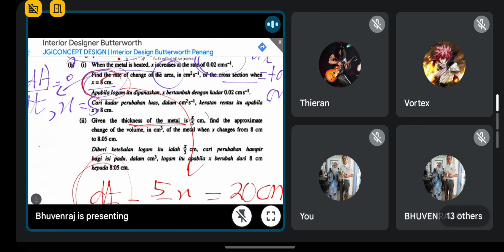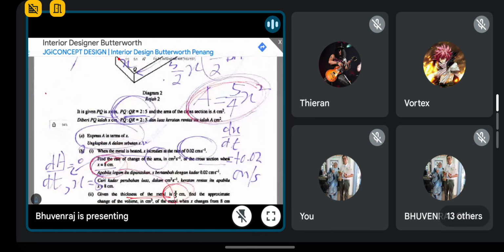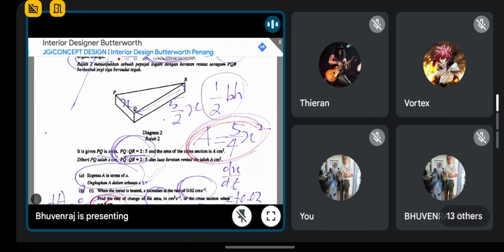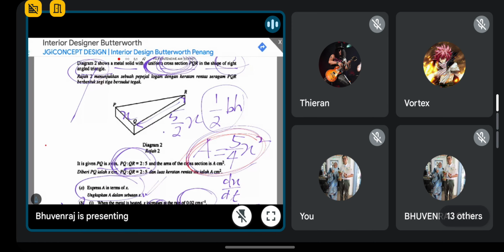Given the thickness of the metal is x over 5 cm. Okay, what is thickness? Ketebalan. Okay, so volume. How do we count volume, guys, for this type of shape? Apa formula boleh guna kat sini? This is also an important concept you all learned in modern maths, I think. Concept penting kat sini. No, no, no. No need to use like that. Very easy one, this one. No need to use all of that.